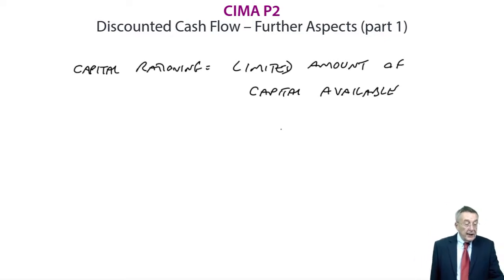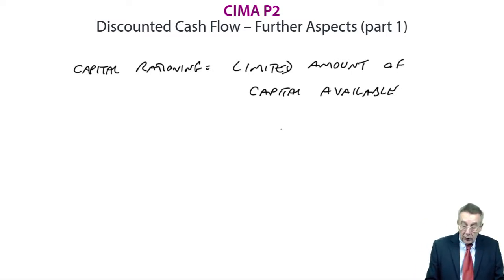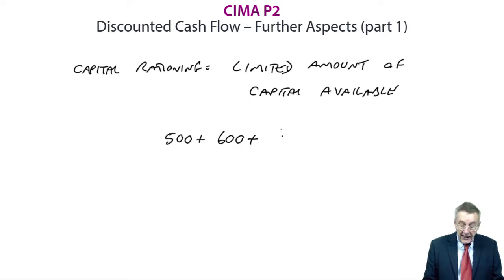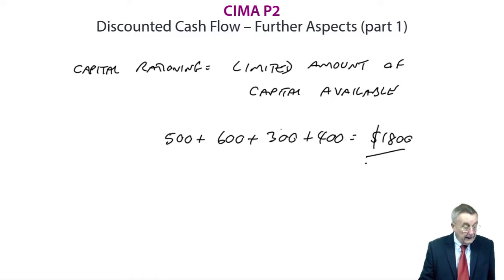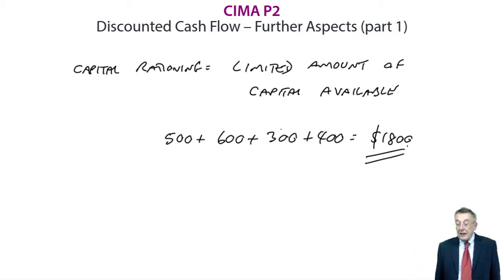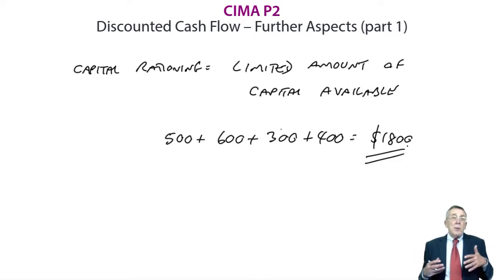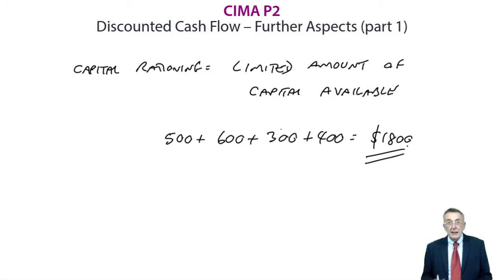Part B, though, if we've only got 1,600 available, well, we want to do all 4, but to do all 4, at time 0, A needs 500, B needs 600, C needs 300, D needs 400. The total you'd need will be 1,800. And we haven't got enough, we've only got 1,600. So we can't do all 4 projects. The question is, we want to do them all, they're all positive, but what will we do to make the best use of the 1,600 we've got?